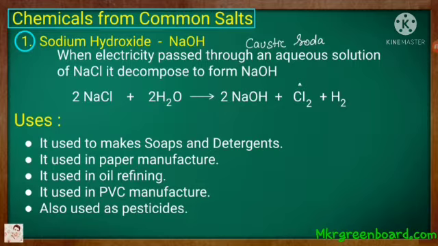Chemicals from common salt, how are we obtaining them? First one, sodium hydroxide NaOH. When electricity is passed through an aqueous solution of NaCl, it decomposes to form NaOH. For example, 2NaCl plus 2H2O forms 2NaOH plus Cl2 plus H2. It is a reaction. Now uses of sodium hydroxide.